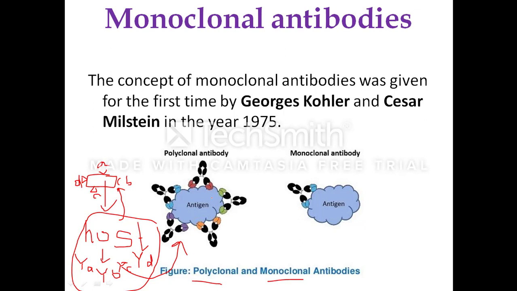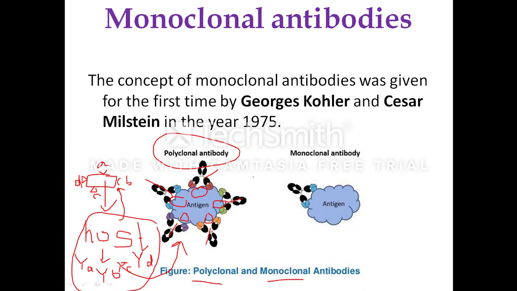So here is an example where you have the different antigenic determinants, and these will be recognized by these antibodies at the different sites on the surface of the antigen. So this combination of antibodies which recognizes the same antigen but at the different epitopic regions or antigenic determinants, these are called polyclonal antibodies.